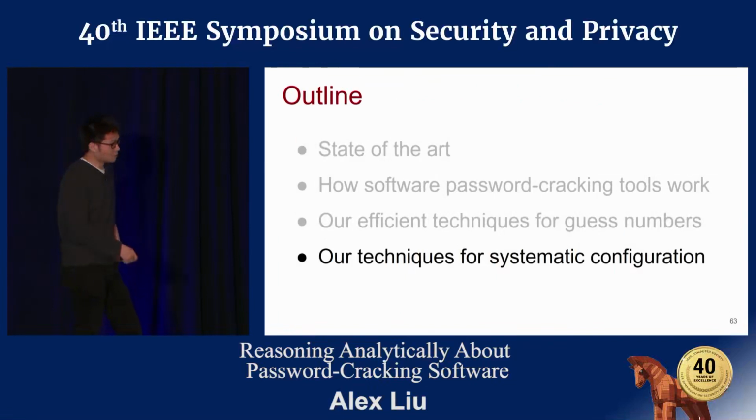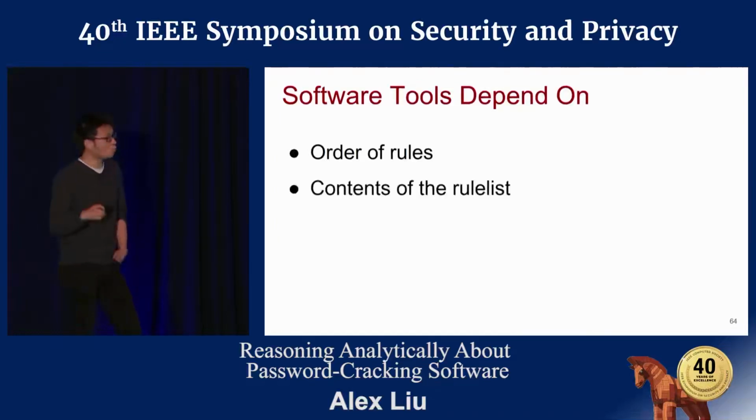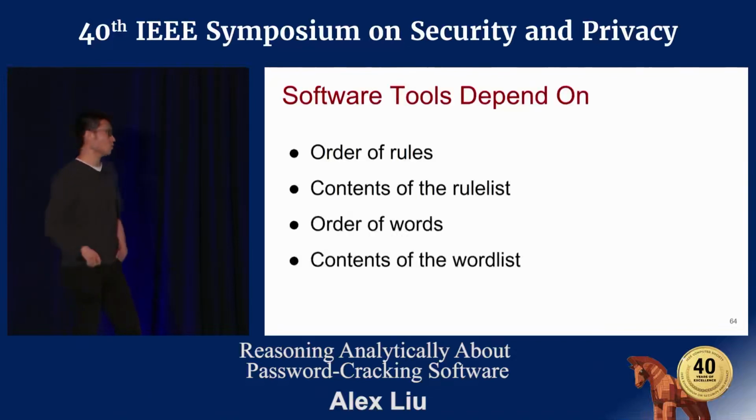And now it comes to our second goal. We want to be able to reason about different configurations and potentially identify the best one. So the configuration of these tools is just the word list and the rule list. More specifically, the performance of these tools depends on the order of the rules, as well as what these rules are. It also depends on the order of the words and what these words are.